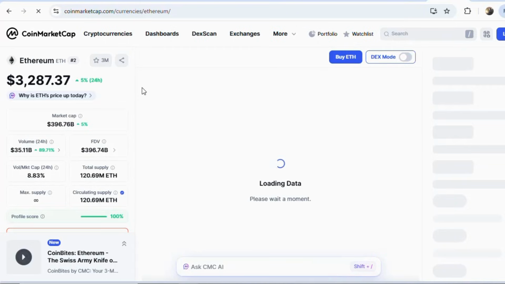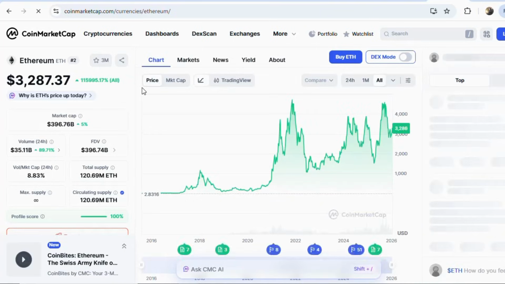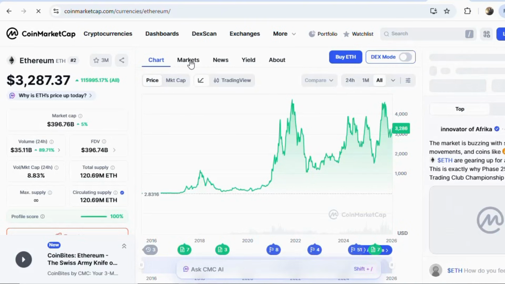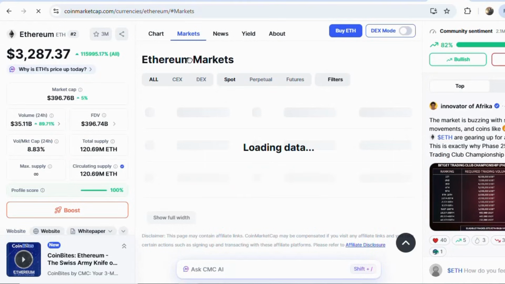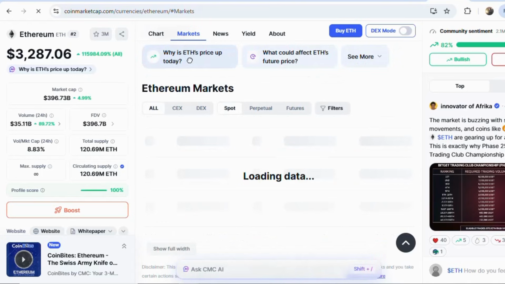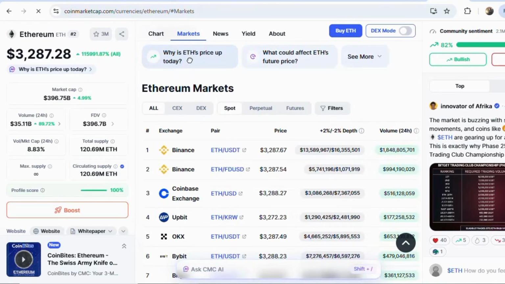All right, so once it is loaded, we're going to go straight to the market area on your computer. This is where the market area is located. It is so easy for you to find. So you can click on market. Particularly when you click on market, it shows you everything you need to know to determine what the price of Ethereum will look like in the next 24 hours. So if you are a trader, you should know whether you're going to sell or whether you're going to buy.